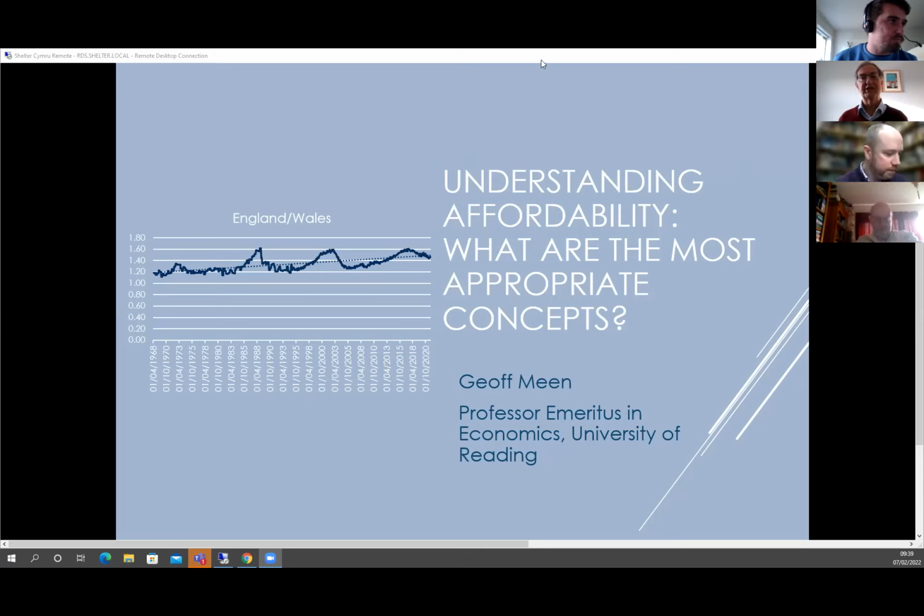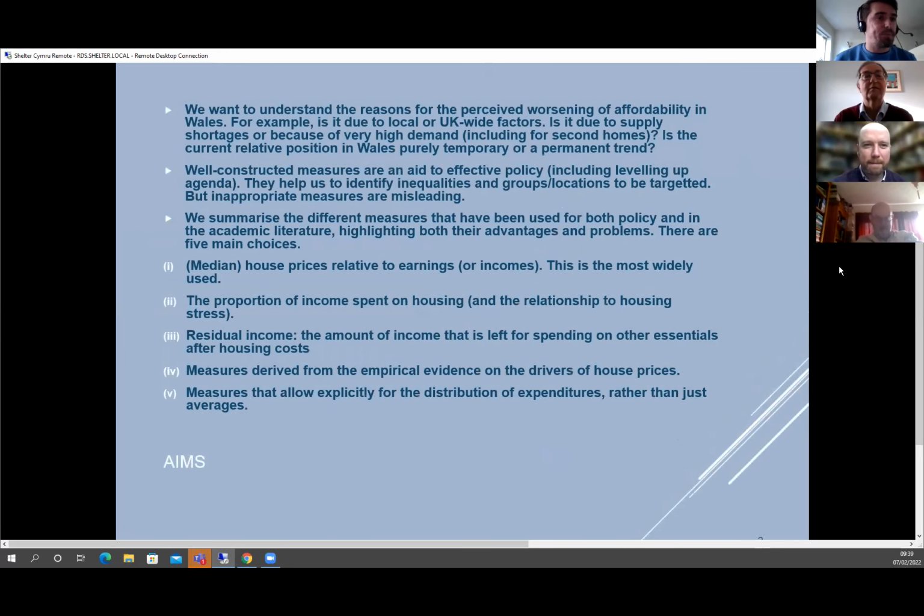That looks good from this end. Okay. I trust everyone can see that. Perhaps we could go straight on to the second slide, please. Right, good. Okay, that looks very good.